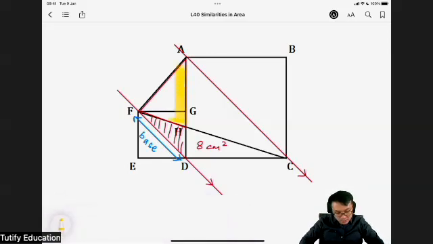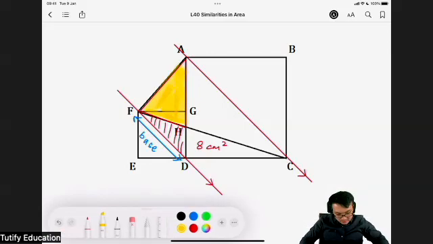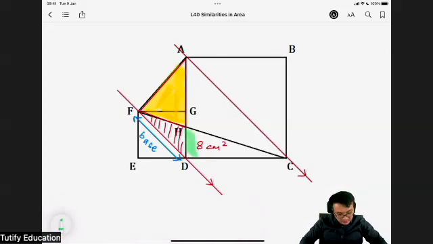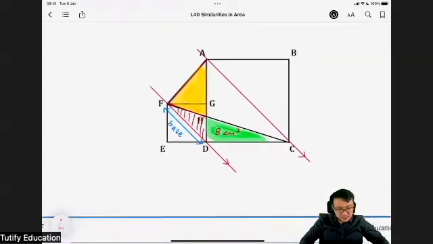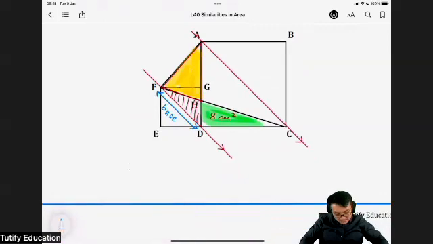So if I want to find the area of the yellow butterfly wing, I need to take the triangle minus the overlapping part. If I want to find the area of the green wing, then I take the triangle minus the overlapping part. Since the area of both triangles are the same, will you say that the yellow and the green have the same area also? Yes, correct. So then what is the answer? What is the area of the yellow part?